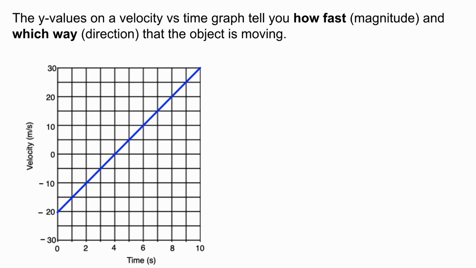So again, we always want to look and see, what do the y values tell me? Well, the y values are meters per second, how fast the object is going. So the numbers are the magnitude of the velocity, and the positives and negatives tell me the direction of the velocity, which way you are going. Not where you are, but which way you are going. So if they're negative, it means you're moving in the negative direction, and if the values are positive, you are moving in the positive direction. So let's just walk through this graph and see what it can tell us.